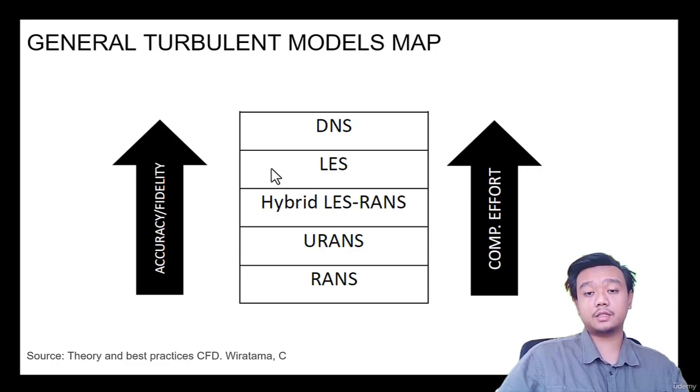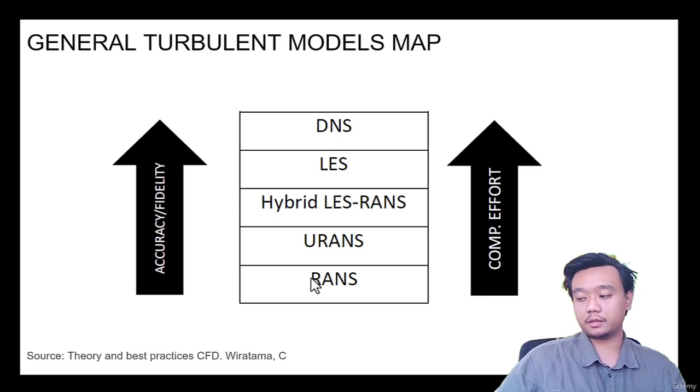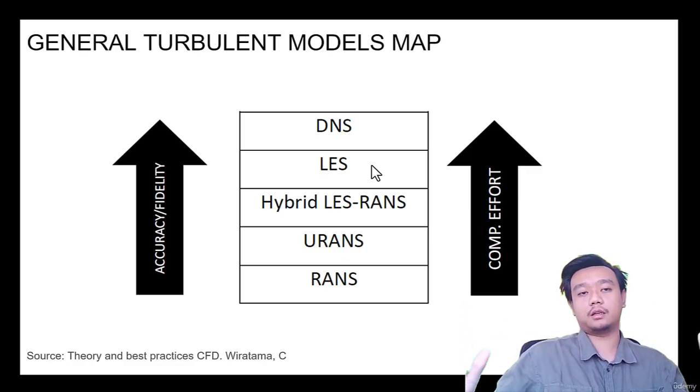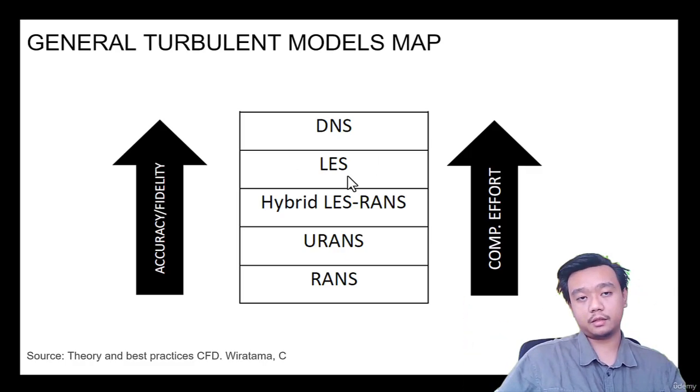Of course, it is just a general map. So it is always situationally different. Let's say if we have a RAS, but we have a very detailed mesh, of course the effort will be higher compared to LES if we use a non-proper mesh. But generally, if we use the proper simulation technique, the map will be like this.